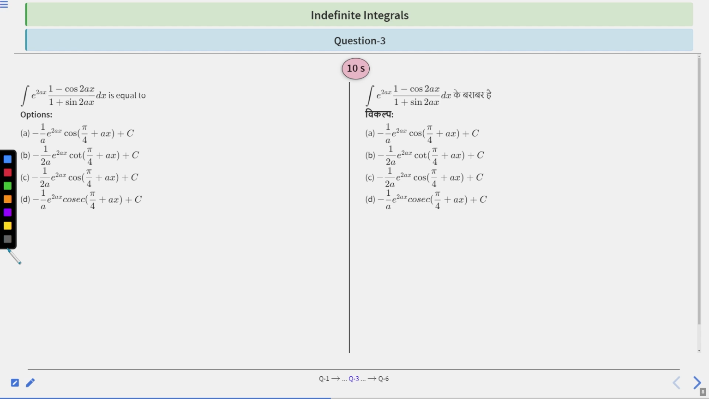Question number 3. So see, it is the integration of e to the power 2ax times (1 minus cos 2ax) upon (1 plus sin 2ax) dx. So the hint of this question is, you can try to convert 1 plus sin 2x into some function of pi by 4 plus something. See, because in the option it is of the form pi by 4 plus ax, right? So in this way, you can convert 1 plus sin in terms of that, and you can write 1 minus cos 2ax in terms of sin ax, right?